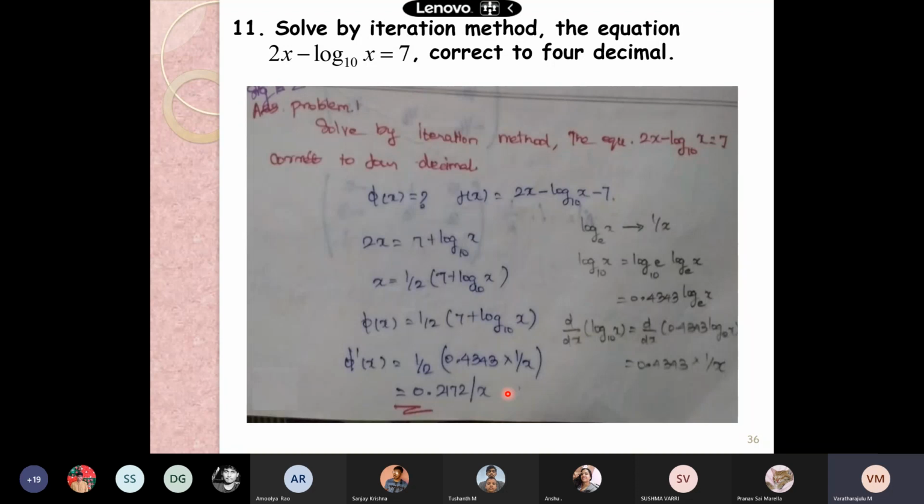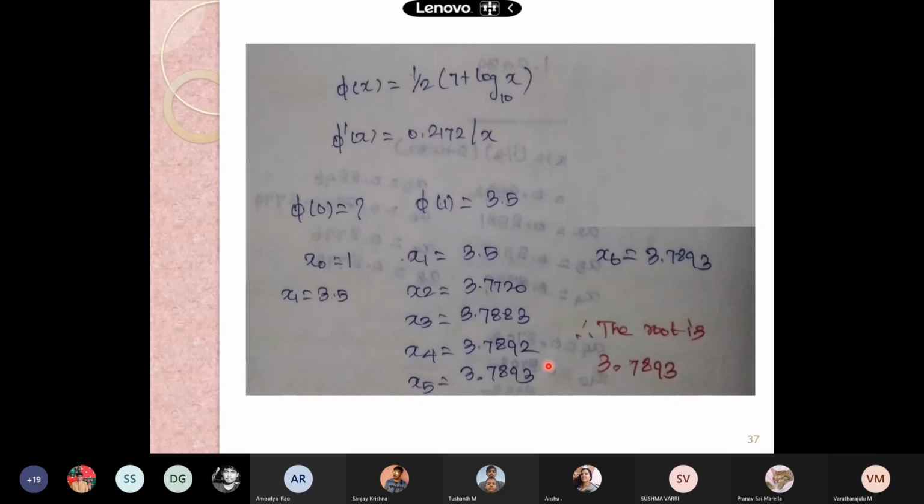So we'll begin with this. That is our phi of x is equal to 1 by 2 into (7 plus log base 10 x). Here we don't have any boundary. Like in the last problem, in the problem itself they stated that you need to begin with 2. So what usually we do is start with 0. What happened when you applied 0? Log 0 does not exist, sir. For phi dash of x, it won't exist.